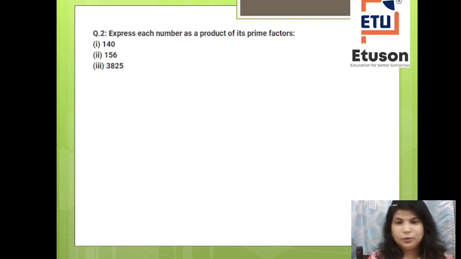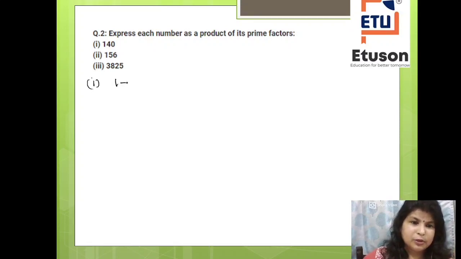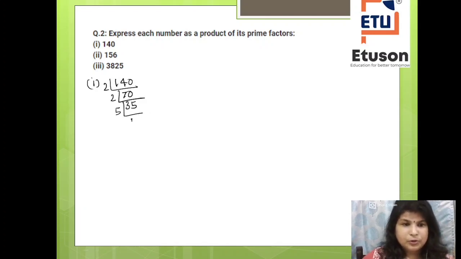This one is very easy. Express each number as a product of its prime factors. So very simple. Find out the factors of 140. Divide by 2, you will get 70. Divided by 2, you will get 35. So remember, you have to do the factorization in ascending order. Then you will get 7. So what is your answer? It is 2 square into 5 into 7.